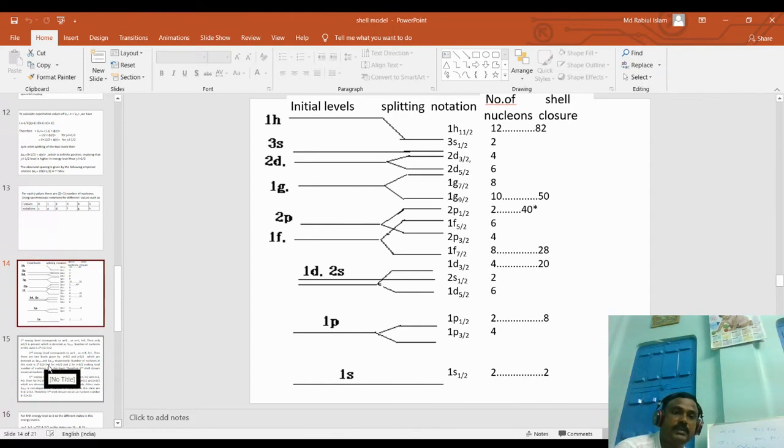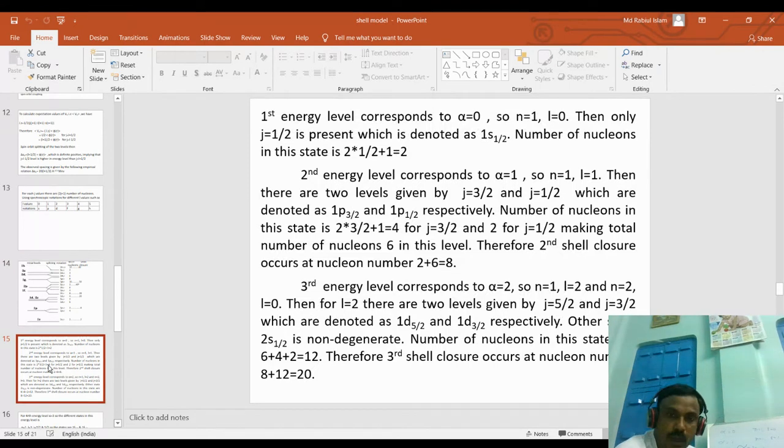The next slide shows you how these energy levels have been split, and how the number of nucleons have been calculated. I am just going very quickly with it. You can follow it on your own. The first has been stated before. The second energy level corresponds to alpha equals 1. So L equals 1. Then there are two levels given by J equals 3 by 2 and J equals half, which are denoted by 1p 3/2 and 1p 1/2 respectively. The number of nucleons in that state is 2 into 3 by 2 plus 1, equal to 4 for J equal to 3 by 2, and 2 for J equal to half, making the total number of nucleons 6 in this level. Therefore, the second shell closure occurs at nucleon number 8, which is a magic number.